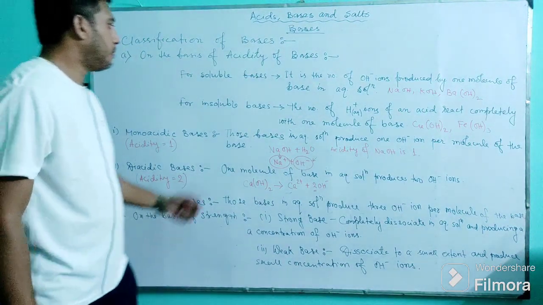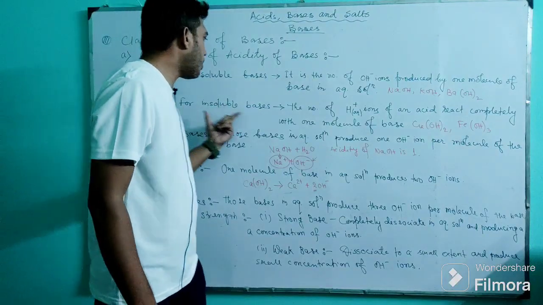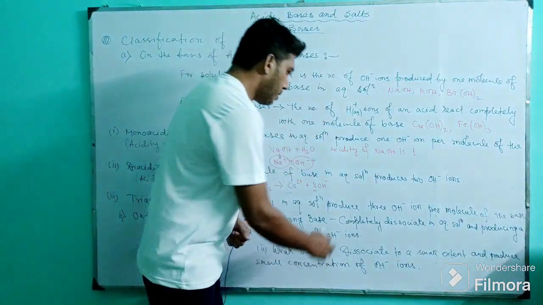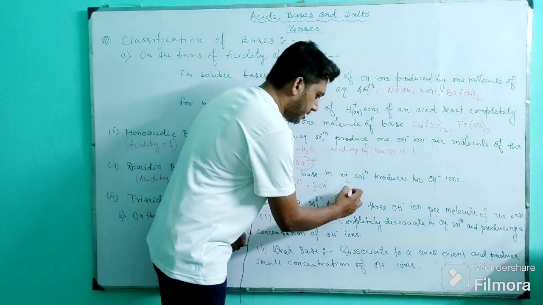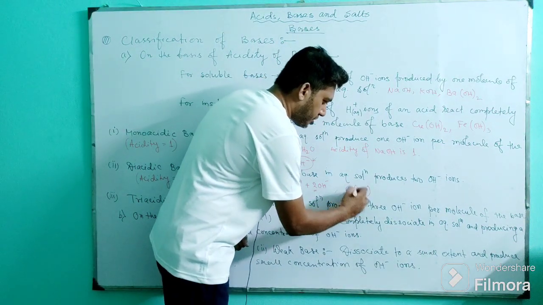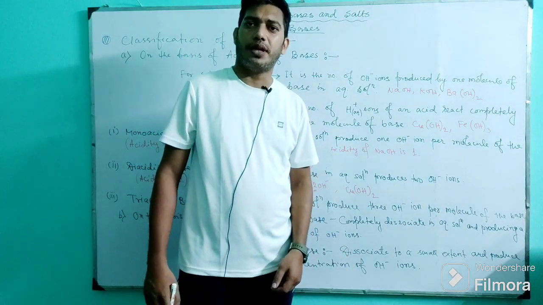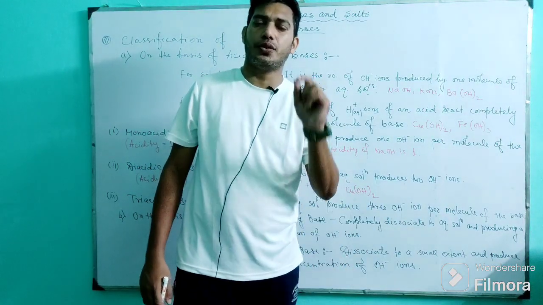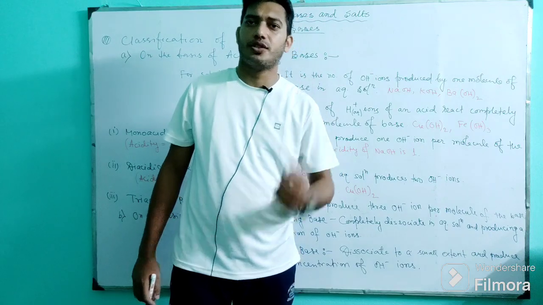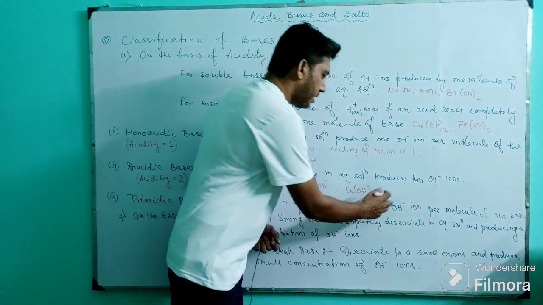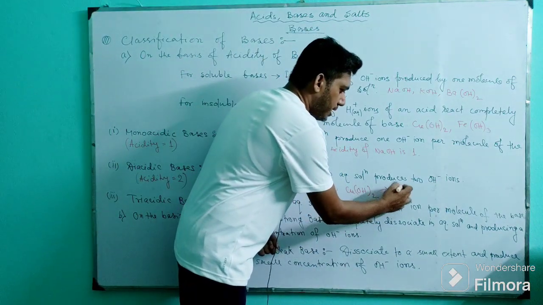But as we have discussed about the insoluble bases, here we can consider copper hydroxide. Copper hydroxide is not soluble in water, but it will accept 2 hydrogen ions when it forms salt. So copper hydroxide also has acidity 2.